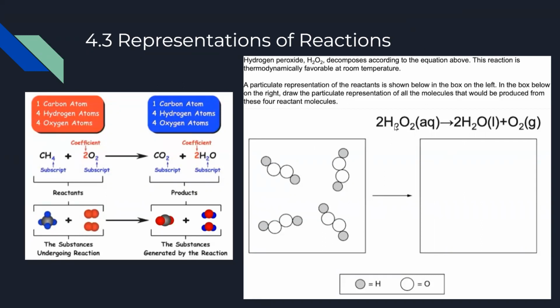This problem is asking you to create a particulate representation of the dissociation of hydrogen peroxide. So let's try this over here. You have four H2O2s. Two hydrogen peroxides create two water plus one oxygen. Since you have four, you have to create four H2Os, and then you also have to create four O2s.